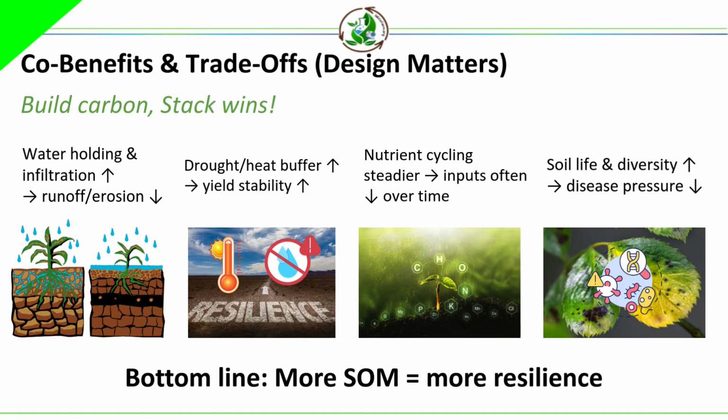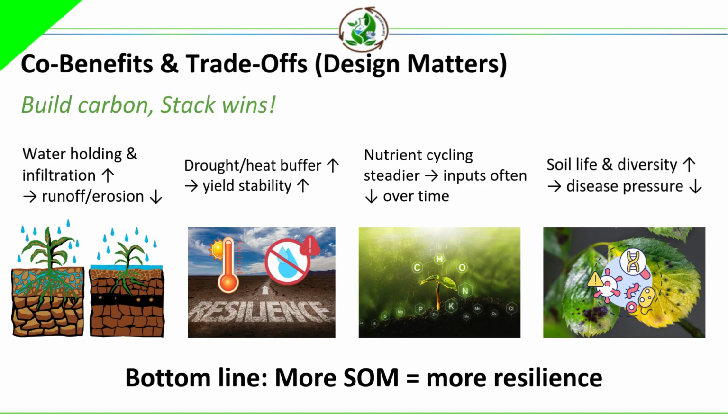Beyond individual practices, there are huge co-benefits from building soil organic matter, but also some trade-offs if we're not careful. For instance, more SOM improves water holding and infiltration. So less runoff and erosion, that's good. It also buffers soils against drought and heat, giving more stable yields, like a natural insurance policy for plants. Over time, steady nutrient cycling means farmers might need less fertilizer, saving costs and preventing pollution. A diverse soil life can even suppress diseases, so plants get sick less often. Basically, you stack benefits. More carbon in soil leads to better water, better nutrients, and healthier plants.